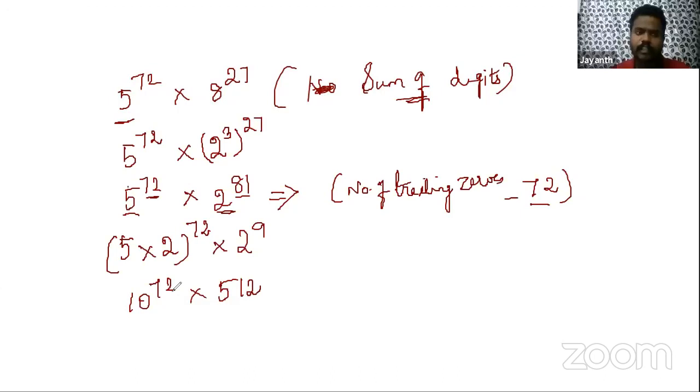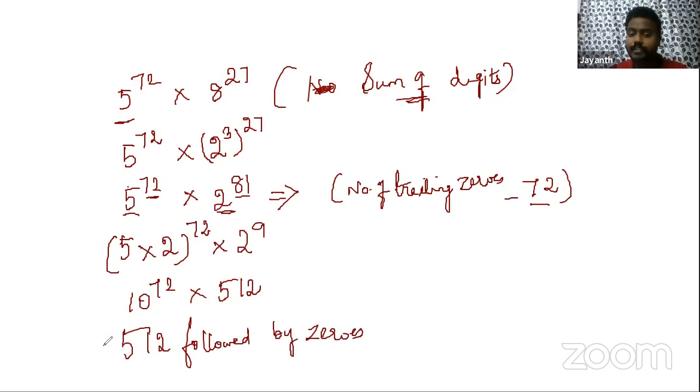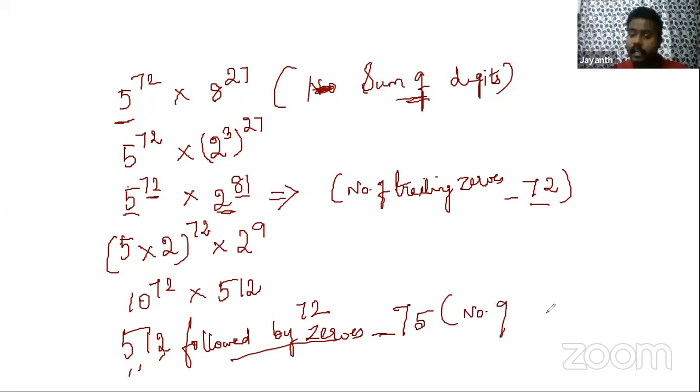10 power 1 means 1 zero. 10 power 72 is nothing but 72 zeros. It means 512 followed by 72 zeros. That is what the product is. If the question asks for the number of digits: 512 followed by 72 zeros, that is 72 zeros plus 3 digits, so the number of digits present in the product is 75.